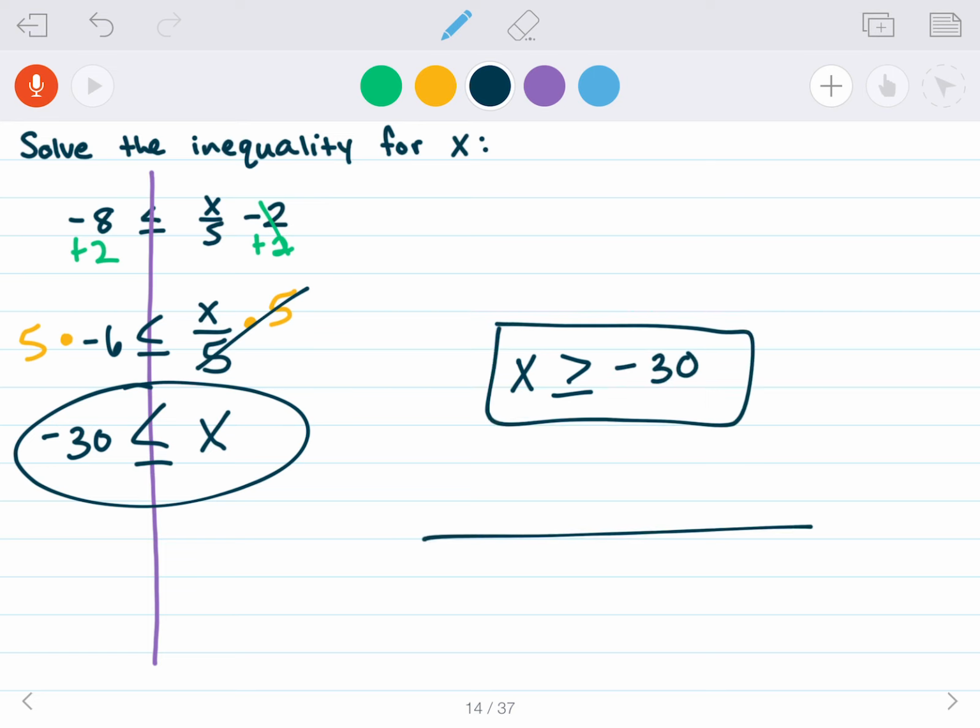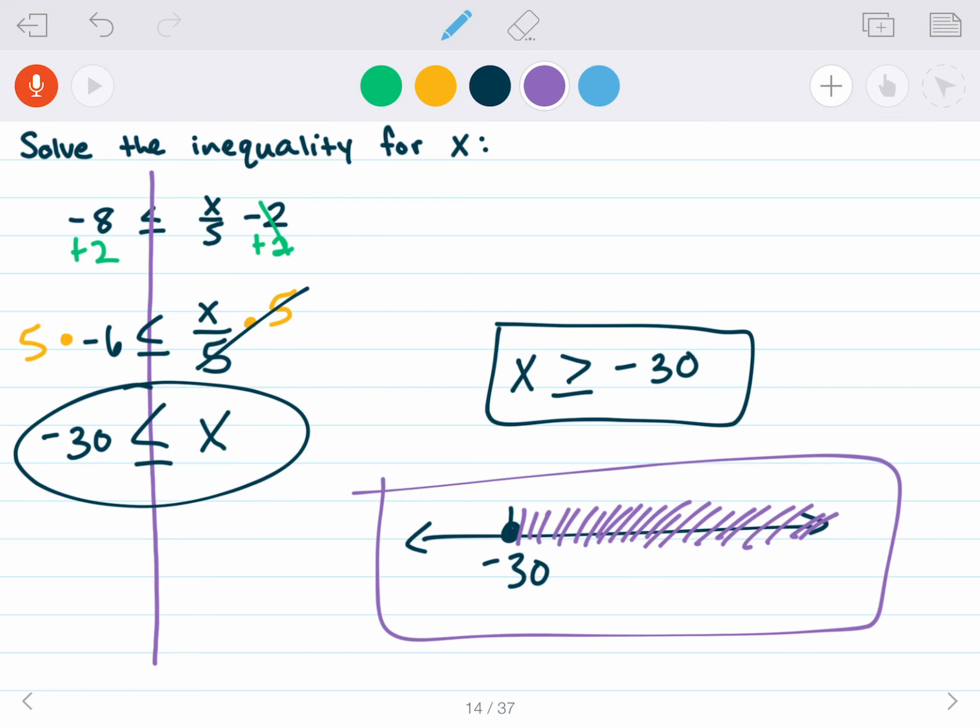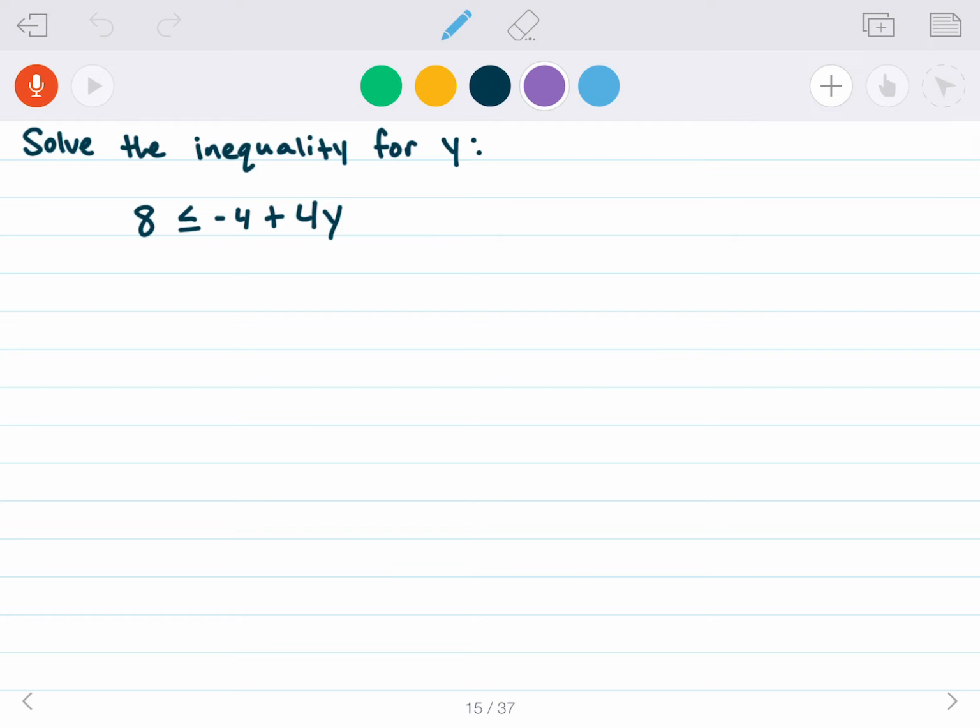Again, that's an infinite number of possibilities. All numbers bigger than or equal to negative 30. So here's negative 30. We're going to put a closed dot because of that line under there. And everything to the right is getting shaded because everything that's bigger than negative 30 is to the right. So that's my graph that goes with this solution. All right, let's try this one.